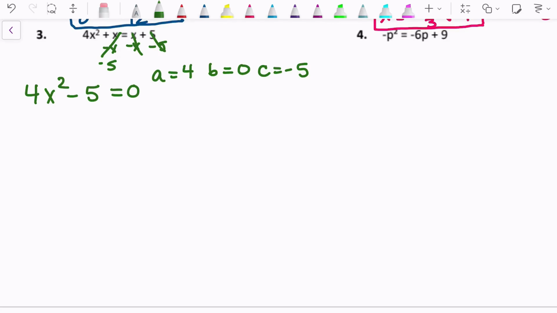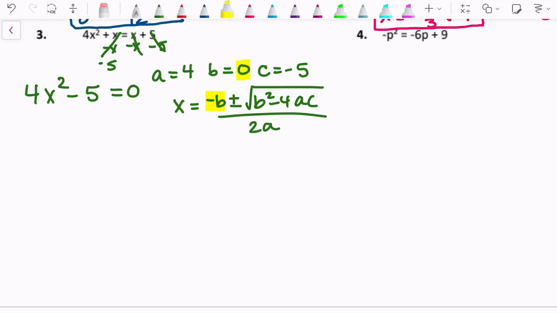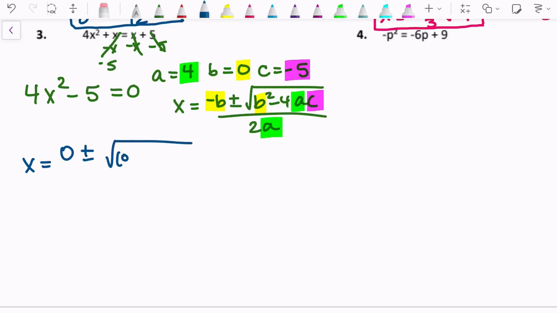All right, being that excellent mathematician that I am, I'm going to write my formula out. X equals opposite B plus or minus the square root B squared minus 4AC all over 2A. All right, so now I'm going to plug in those values where they go. I've got this B, I've got B, I've got A, and I've got C. All right, let's plug them in. So I have X equals opposite of B. Well, you can't really have the opposite of 0, so it's just 0. Plus or minus the square root 0 squared minus 4 times -5 all over 2 times 4.